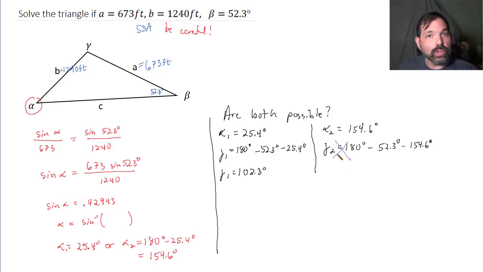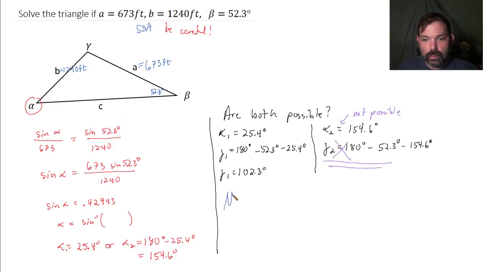So there's only one triangle, one actual alpha that's possible in this situation. Only alpha 1. So we're going to stop with alpha 2. It's not possible. This alpha 2 is not possible. And we continue on with just alpha 1, gamma 1, and now we can find C.